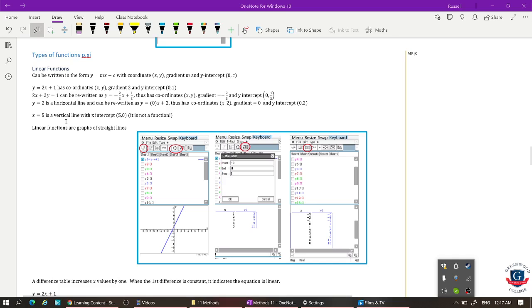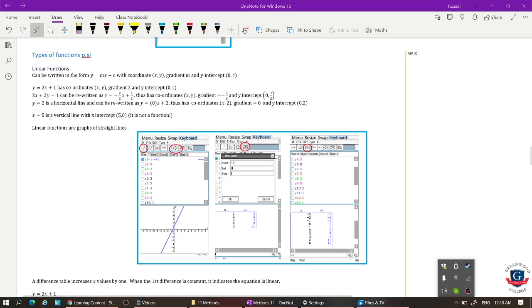Two special functions that we should know are y equals a and x equals b. Y equals a, or in this case y equals 2, is a horizontal line, and can be rewritten as y equals 0x plus 2. If there's a gradient of 0, that's a horizontal line, which would give you a gradient of 0 and a y-intercept of 0, 2 in fact. All the coordinates on that line would be in the form of x, 2.